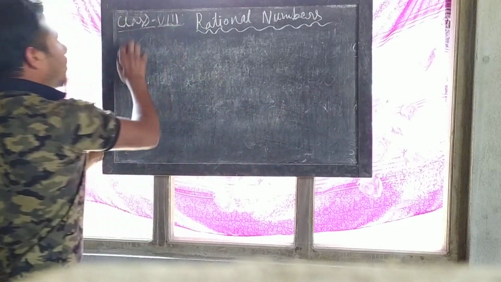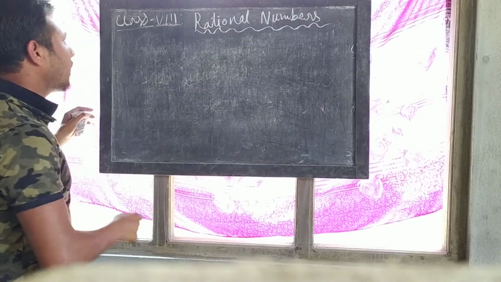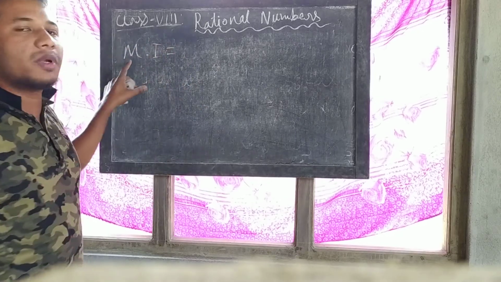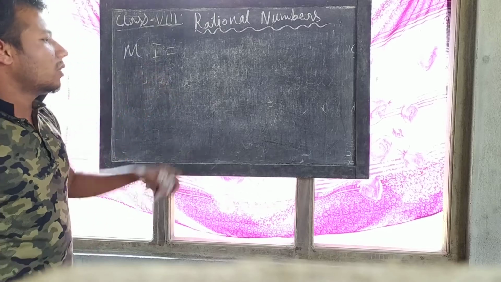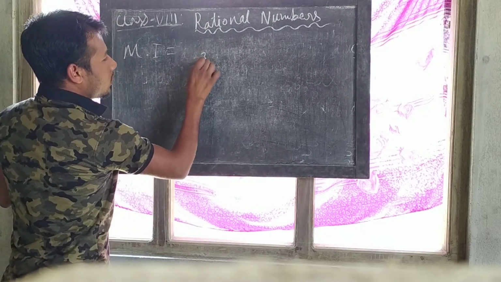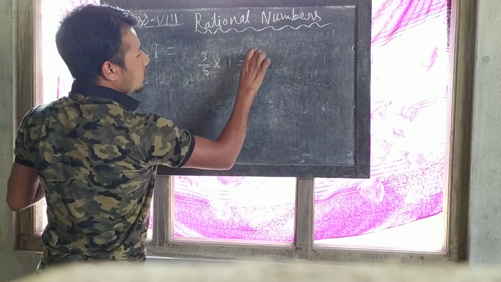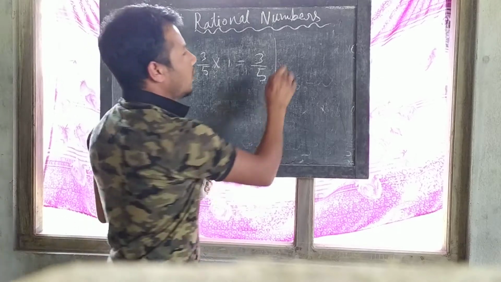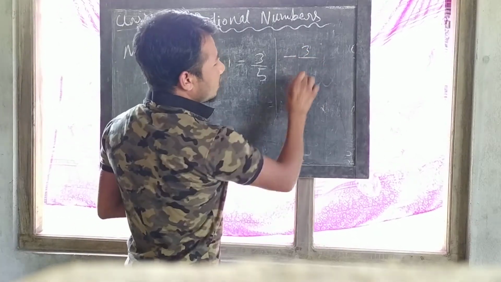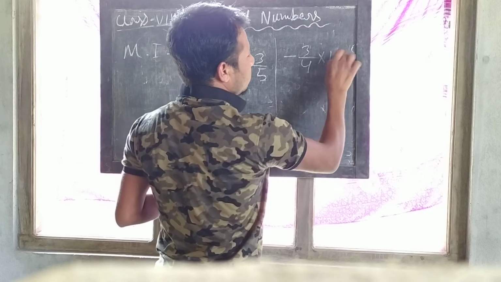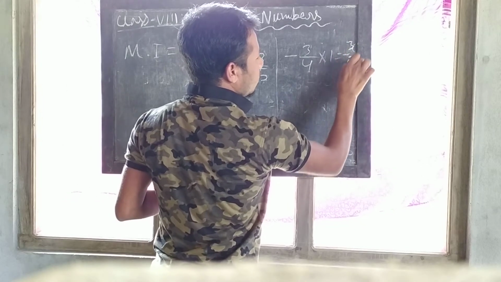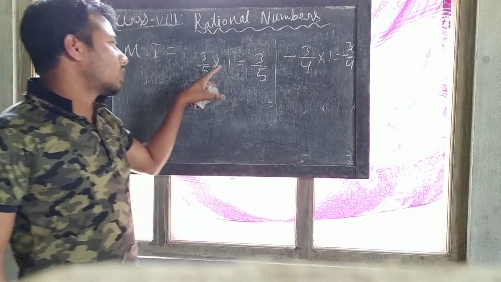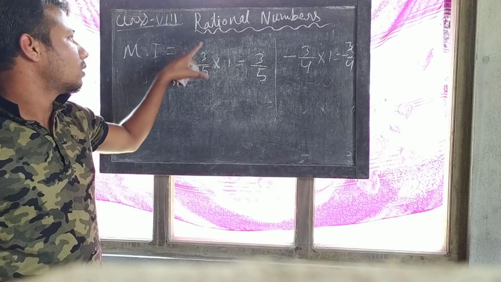Now, a few terms. Multiplicative identity, I am writing MI for multiplicative identity. If we multiply any rational number, suppose 3 by 5, with 1, it will be the same number. What about negative rational numbers? 3 by 4 into 1 equals minus 3 by 4. So if we multiply any rational number with 1, the result will be the same number. This 1 is called the multiplicative identity for rational numbers.